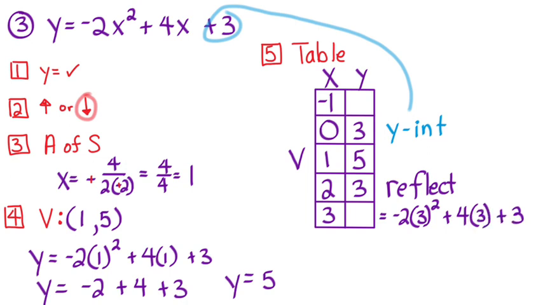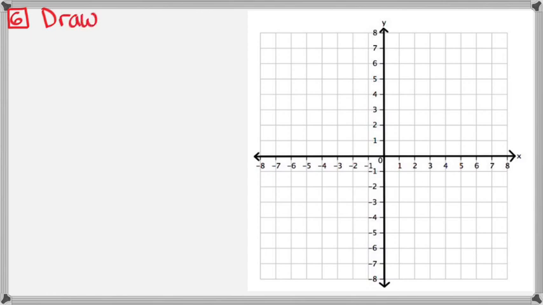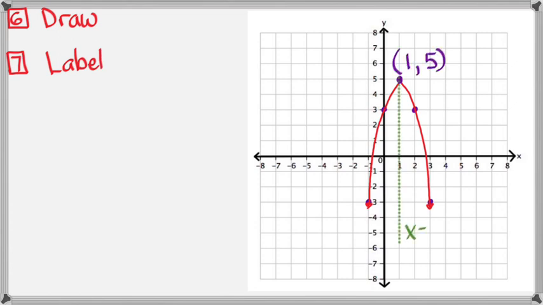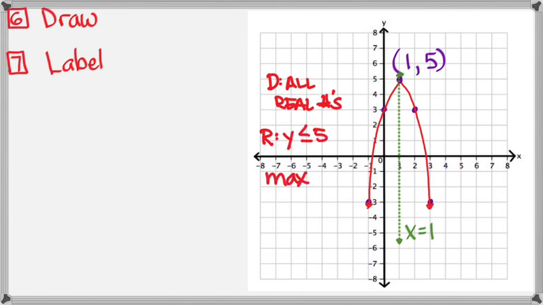Then I'm going to go ahead and plug in 3. -2 times 3 squared plus 4 times 3 plus 3. And I get -3 and it reflects. Then I graph. And you can see this makes a negative parabola. And I label my axis of symmetry. My domain is all real numbers. And my range can be 5 or less than 5 because it has a maximum. Whoop. It has a maximum.